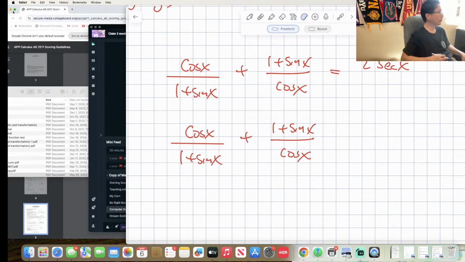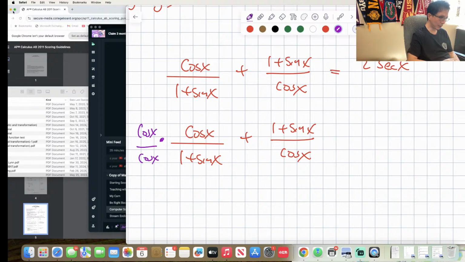All right. We're going to start off on the top. I need a common denominator. What's the common denominator between 1 plus sine of x and cosine of x? 1 plus sine of x times cosine of x. So what do I need on the left side? Cosine of x over cosine of x, right? What do I need on the right side? 1 plus sine of x over 1 plus sine of x. Okay, so far, does everybody understand?